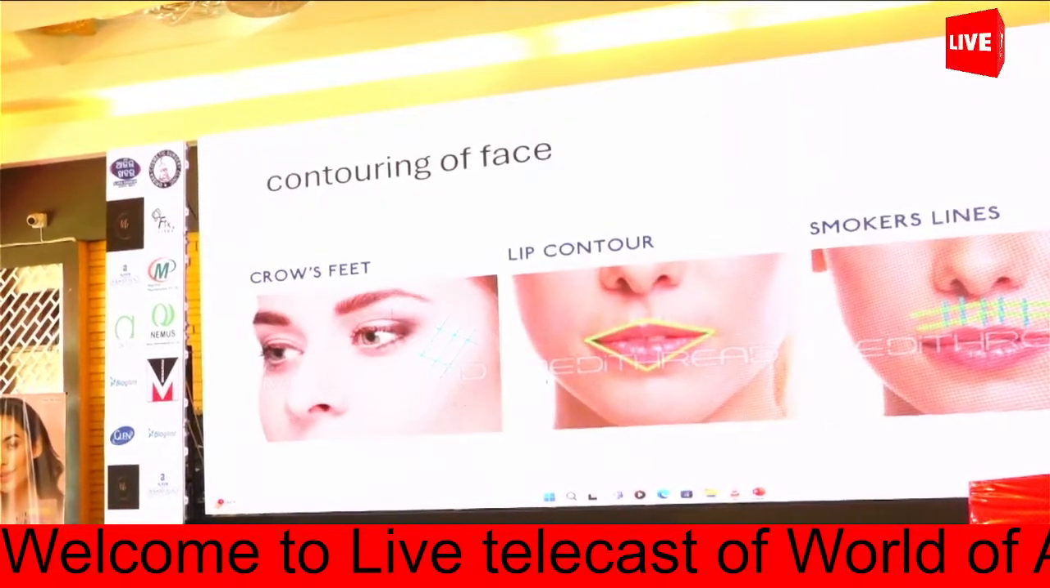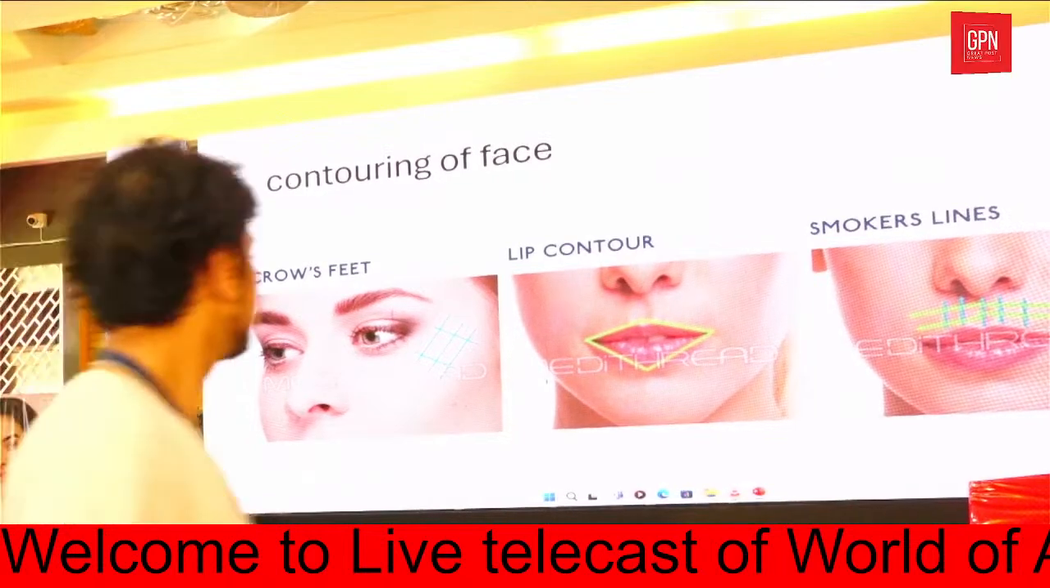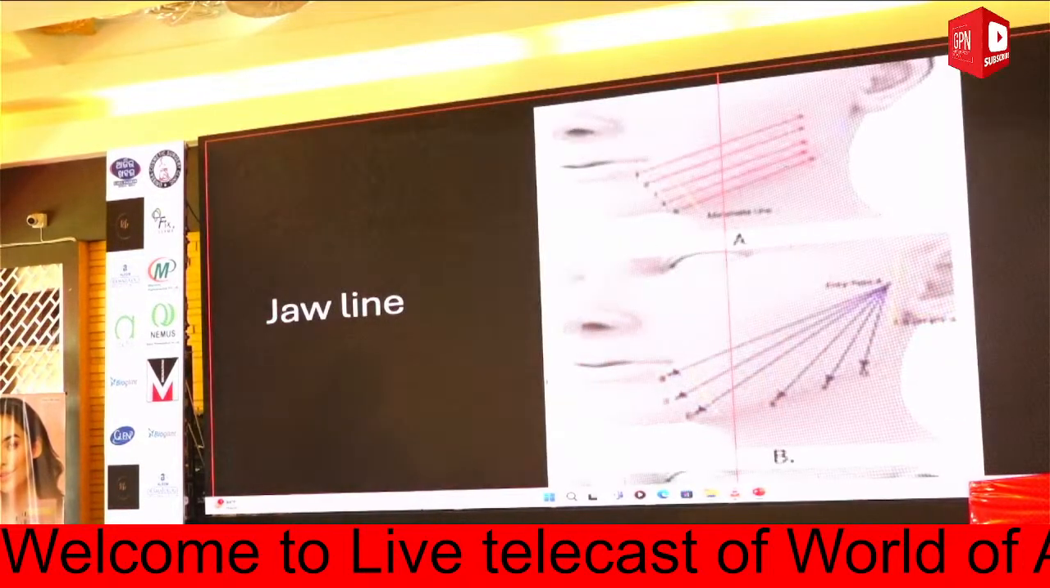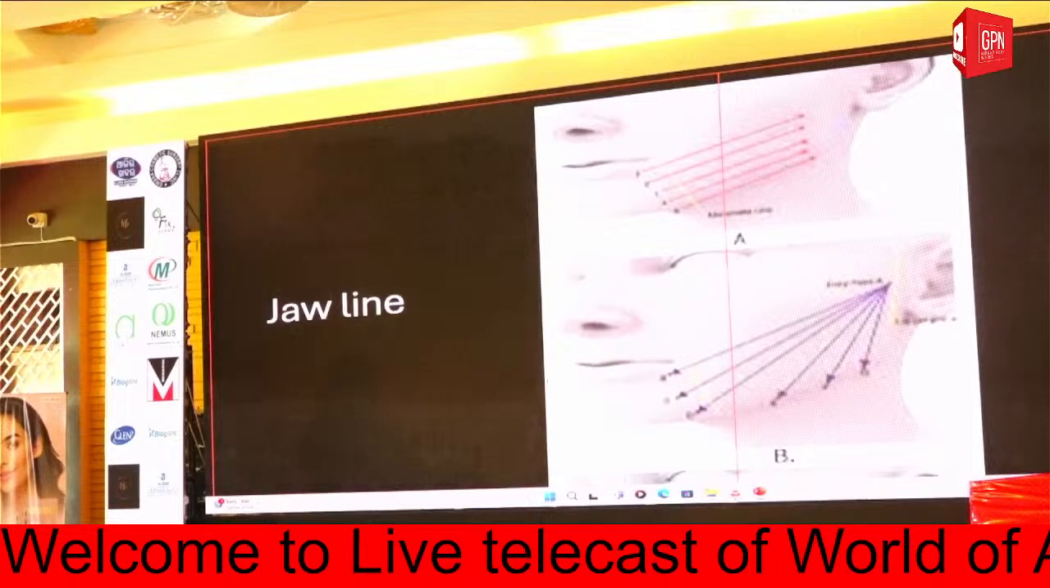Apart from this, we can also do the minor procedures of contouring of the face, that is taking care of the crow's feet or the lip contouring and the smoker lines by threading. Jawline care is another procedure which is commonly done, and it has a major effect on the aging face.